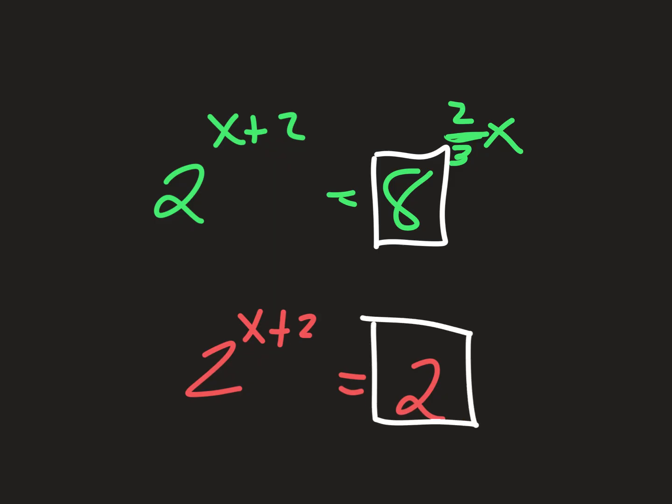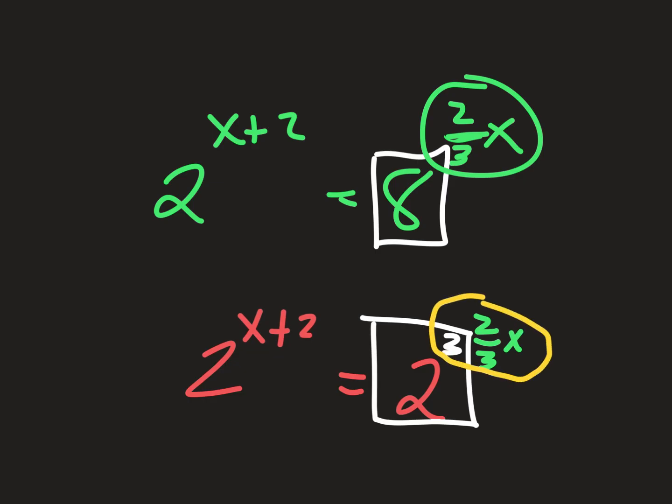So what do you have to do to the 2? Put it to the third. And now it is an 8. And then you bring down your 2/3 x. It goes right here. And now you'll have to do 3 times 2/3. Do you know what 2/3 of 3 is?